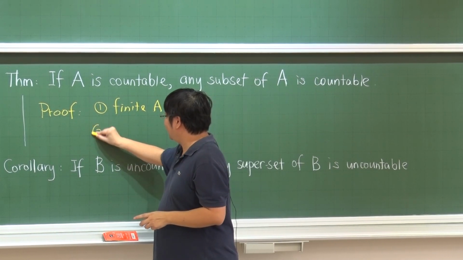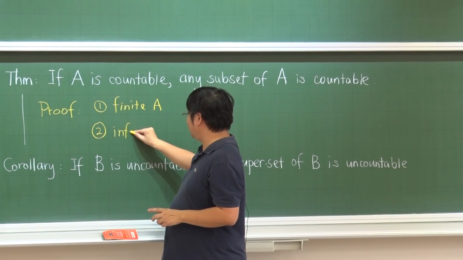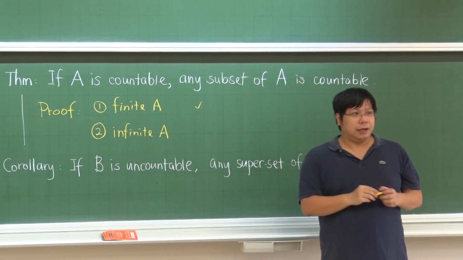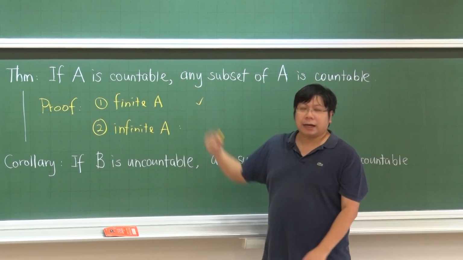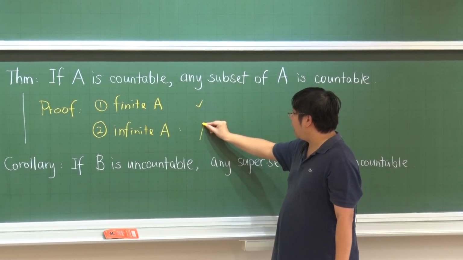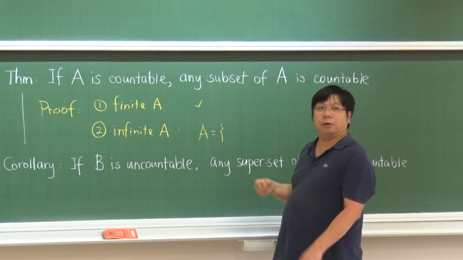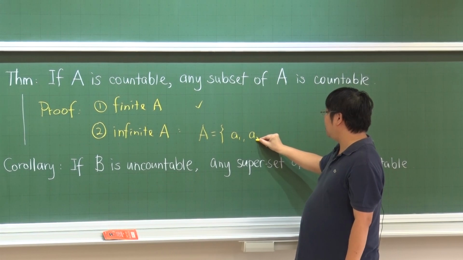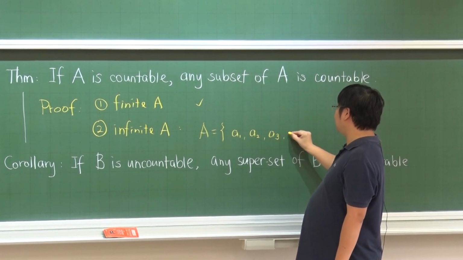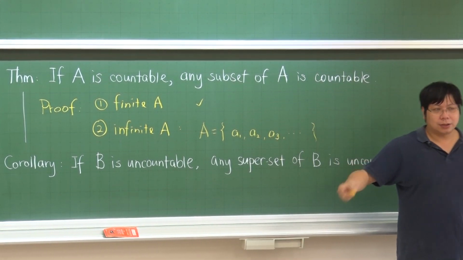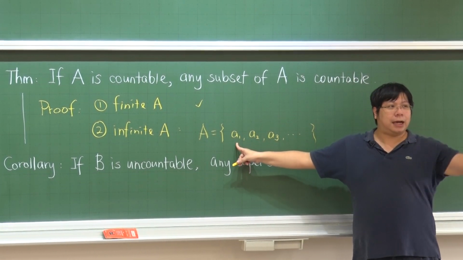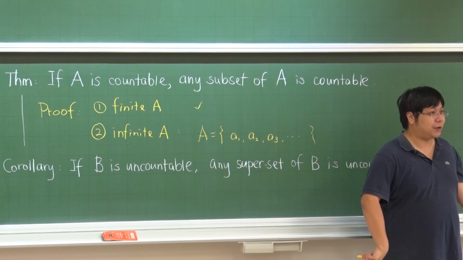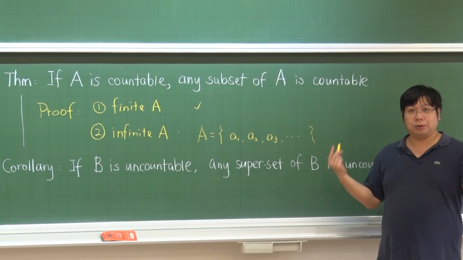Infinite. So if A is infinite, but A is countable, then what does that mean? That means that the items of A can be listed out one by one. You can list out the items of A, let's call it A1, A2, A3, and so on and so forth. It can be listed out so that A1 is the first item corresponding to the natural number 1, A2 is the item of A that corresponds to the natural number 2, and so on and so forth.